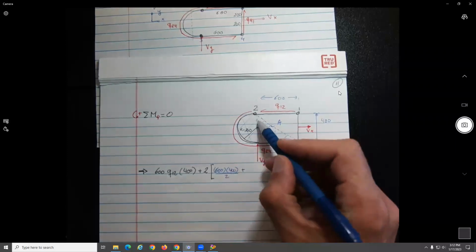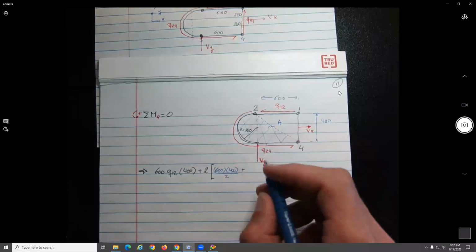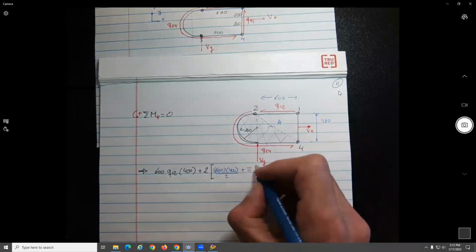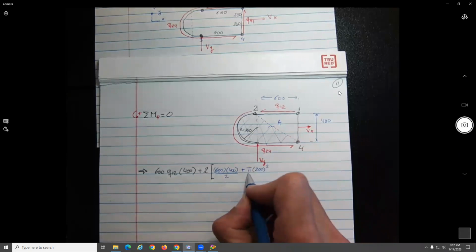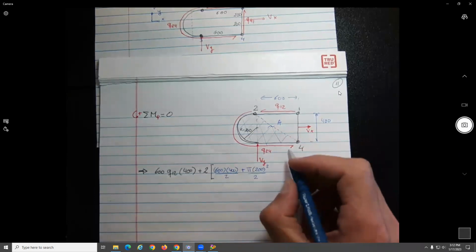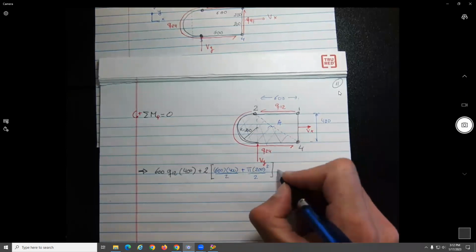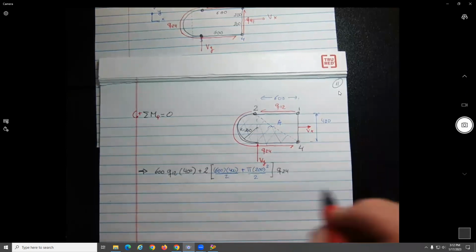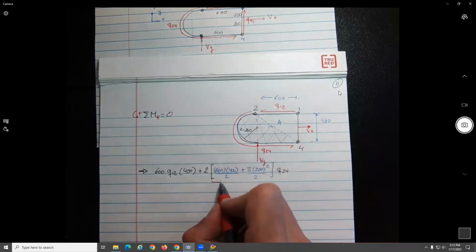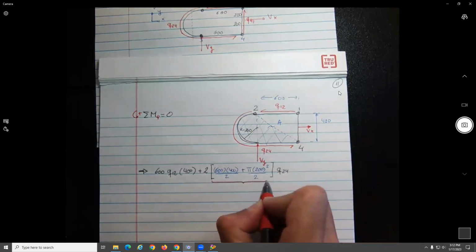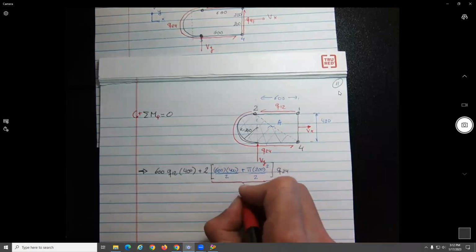So what will be the area of the half circle over here? R squared, which is 200 squared divided by 2. This stuff would be times Q24. So again, all this member over here, this is A.